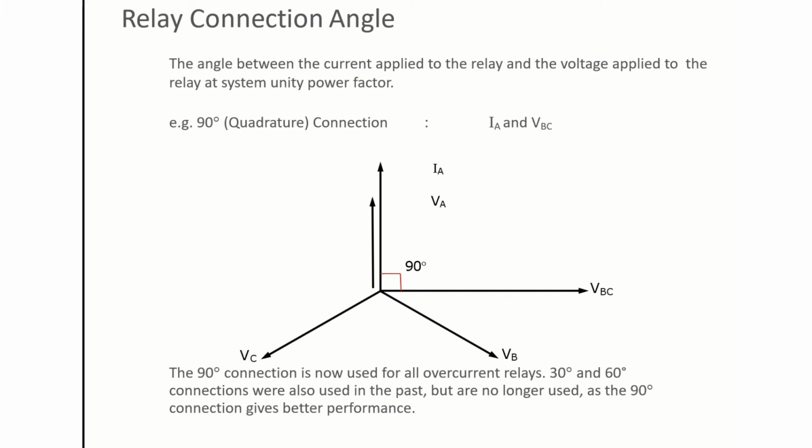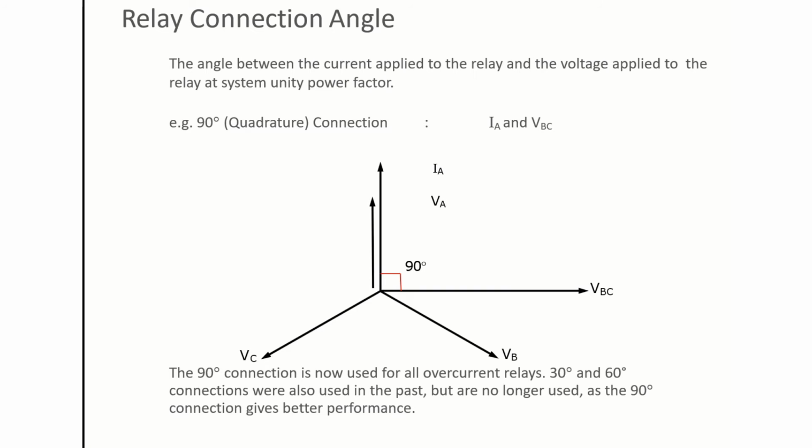So if we want to measure the quadrature voltage VBC, we have to connect to this A phase relay the current of A phase and the voltage of B phase and C phase in such a fashion that the relay measures VBC. This type of connection, in which the relay measures voltage VBC and current IA, is called the 90-degree connection. Similarly, in those days we also had connections for 30 degrees and 60 degrees, but generally the 90-degree connection was used because it is very simple to make.